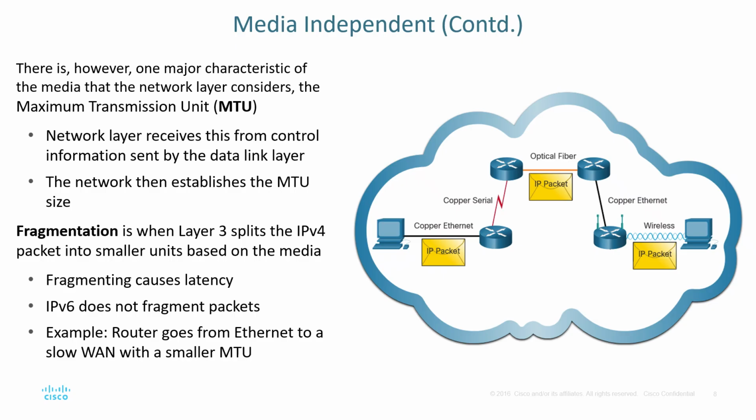The network layer, again, receives this from control information sent by the data link layer. So think back to when we talked about the data link layer, and we talked about that logical link control layer that speaks to the layer above, which would be the network, and also the media access layer that speaks to the layer below, which would be the physical. So this would be a functionality that you would equate with that logical link control sublayer of the data link layer.